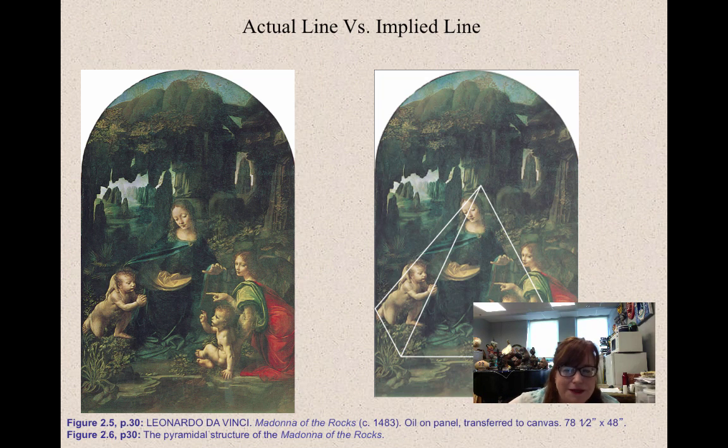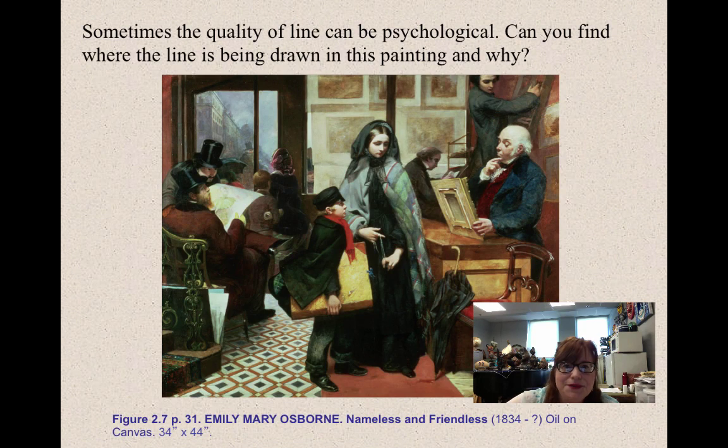All right, so sometimes the quality of line can be psychological. So I want you to look at this piece here. It's by Emily Mary Osborne. It is called Nameless and Friendless, from about 1834. It's painted in oil on canvas. And look at the characters in this piece, and I'll tell you a little bit about who they are.